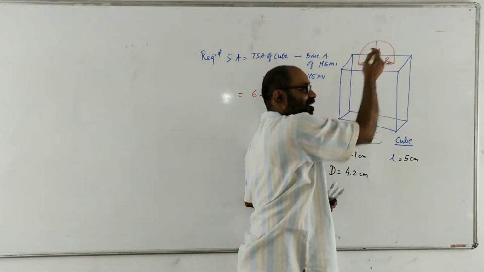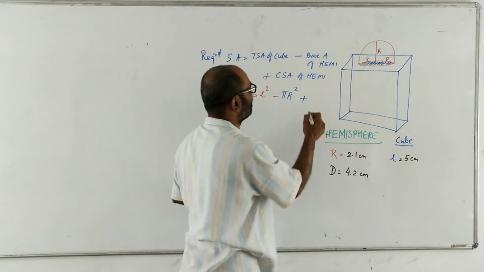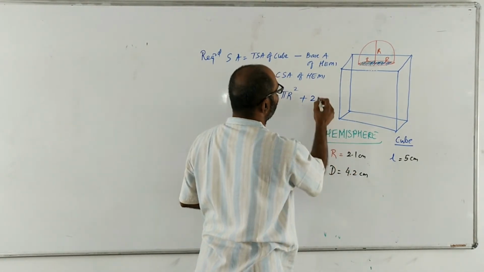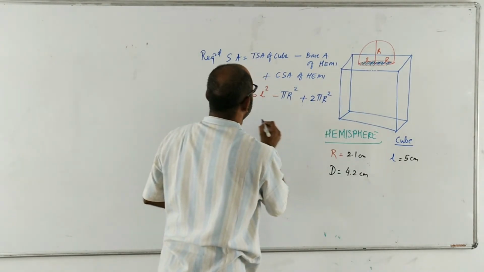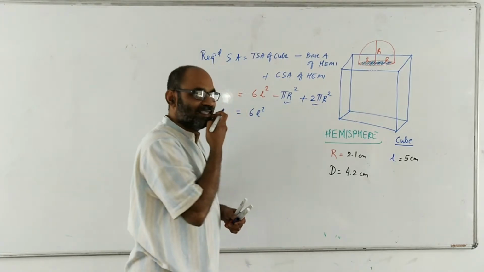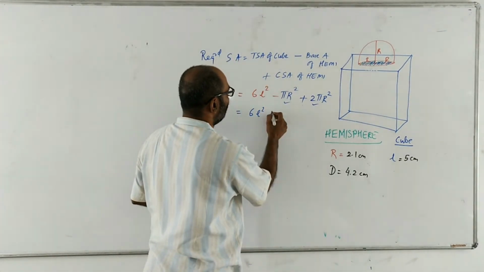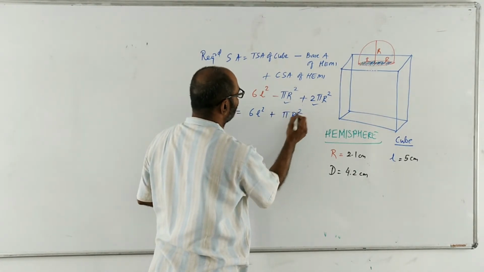Can you tell me what is curved surface area of hemisphere? Yes, it is 2 pi r square. Once again, capital letters 2 pi r square. That is equal to 6L square. These are like terms. Minus pi r square plus 2 pi r square will be plus 1 pi r square.